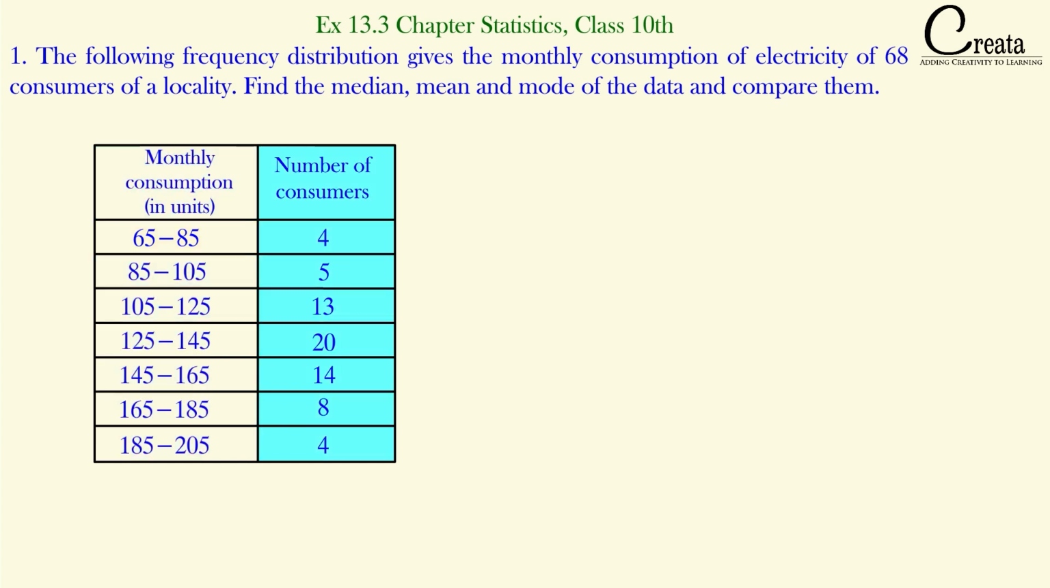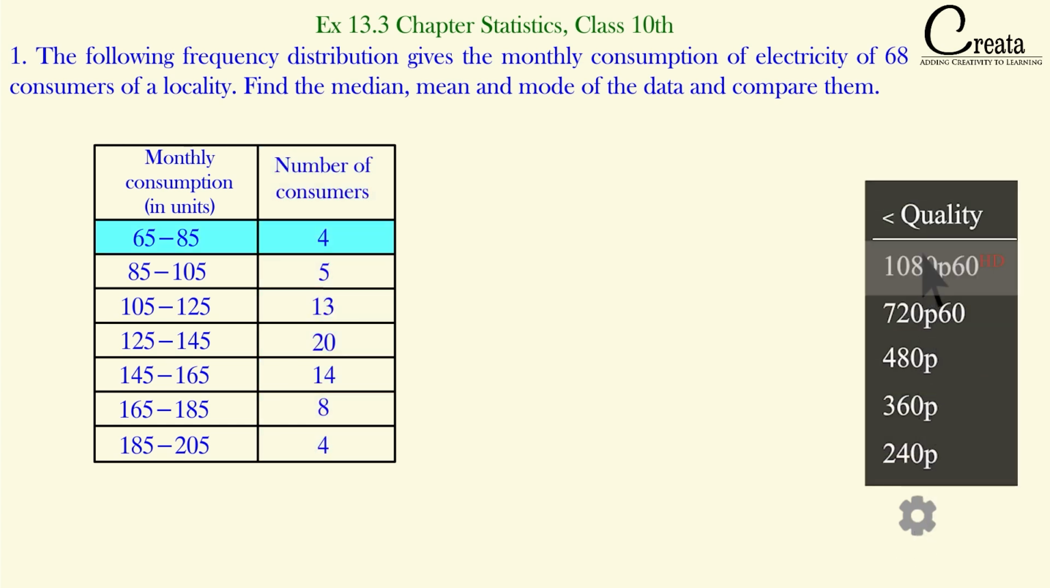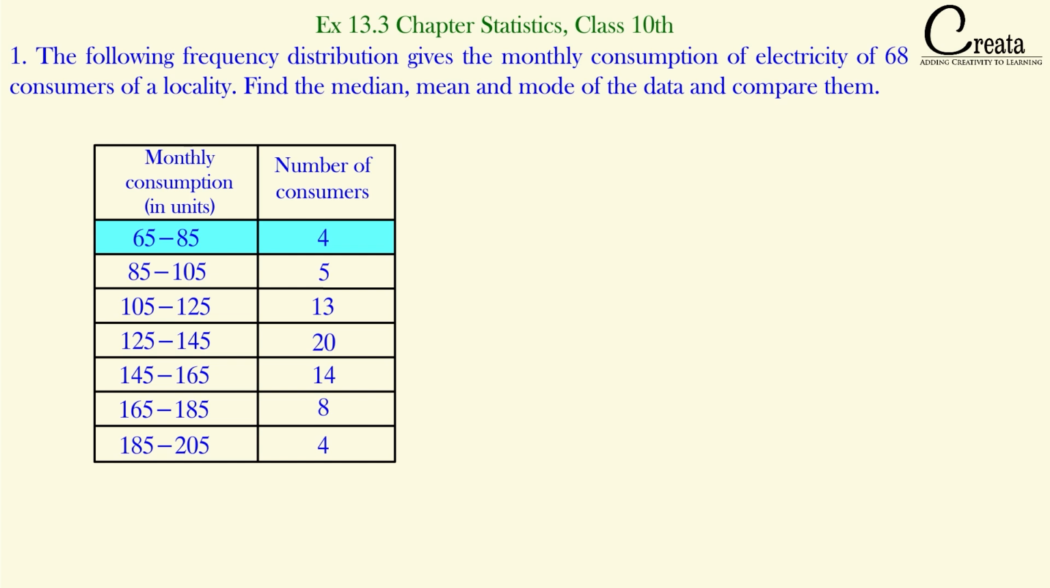Further, in the second column, we are having the number of consumers. For example, 4 consumers are using the electricity in the range of 65 to 85 units. On the extreme end, 4 consumers are using the electricity in the range of 185 to 205. The understanding of the data is very important. It will tell you what we are going to solve in the question. Just blindly applying the formula will give the result, but it will not build the basic understanding. Why we are solving this question, what is the practical implication behind this question. So here we will find median, mean and mode of the data.